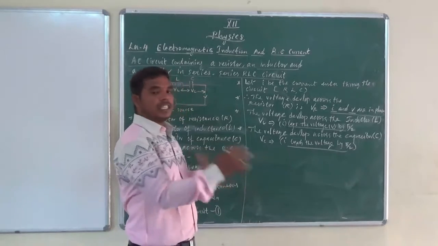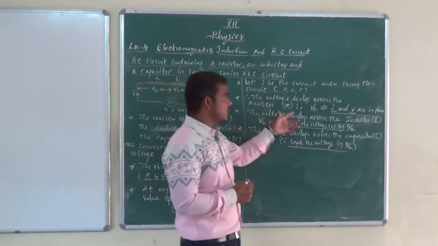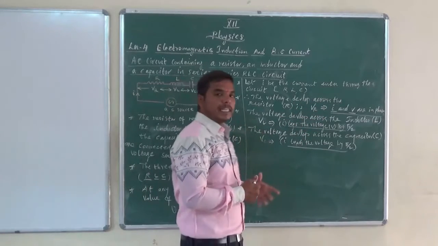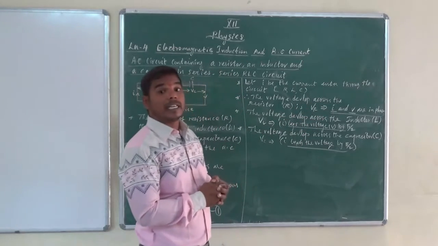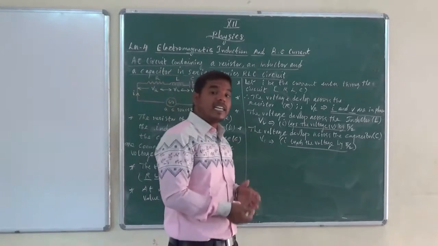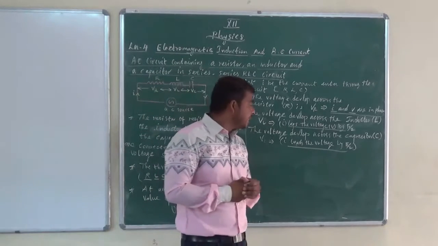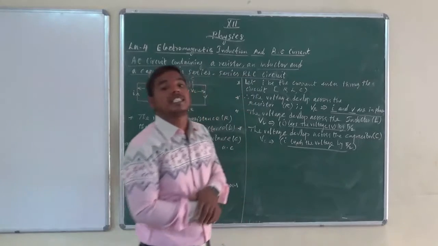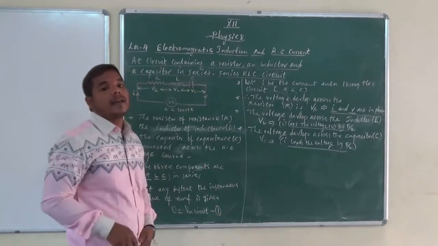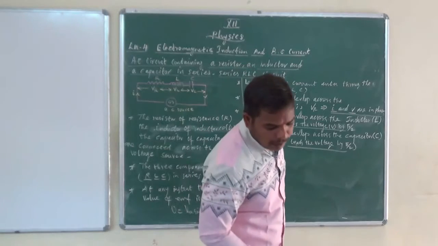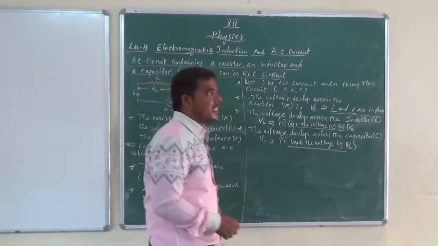In the resistor, both current and voltage are in phase. In the inductor, current lags the voltage by pi by 2, or voltage leads the current by pi by 2. In the capacitor, current leads the voltage by pi by 2, or voltage lags the current by pi by 2. Any doubt for this? Next, the phasor diagram.